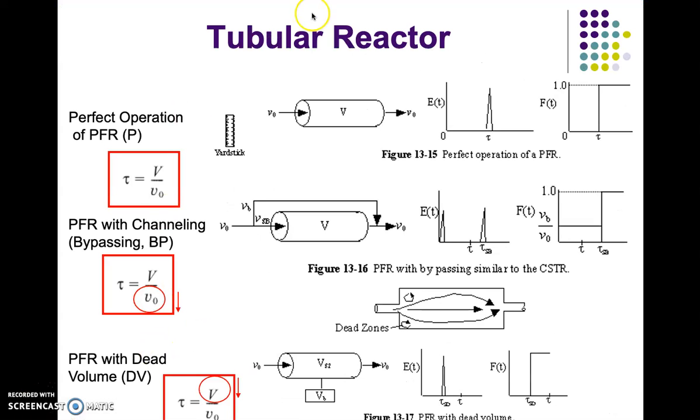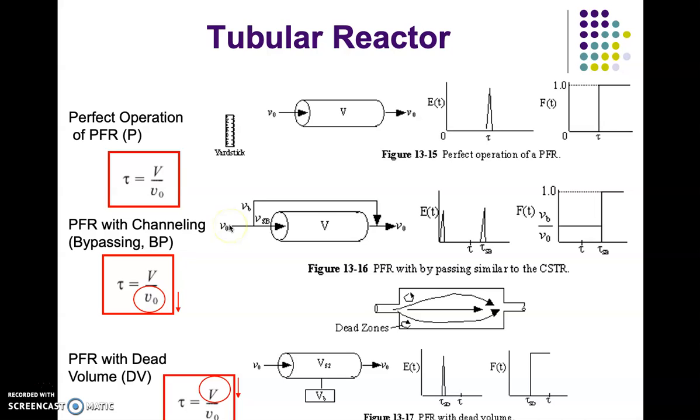This one is for the tubular reactor. The first one is a perfect operation for a tubular reactor. We can describe the residence time, or space time, as tau equals V over V naught. Sometimes you use V naught, sometimes you use Q; in your textbook they use Q for flow rate, right? So when you plot the graph, you will have a curve something like this.